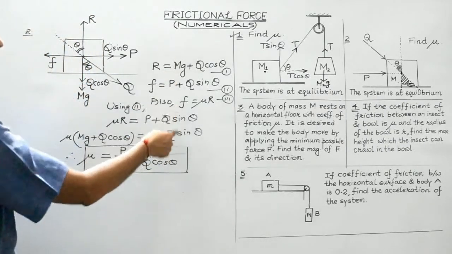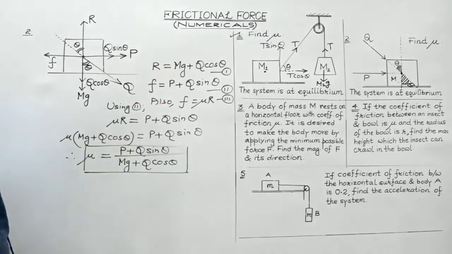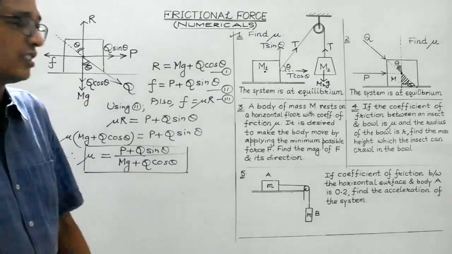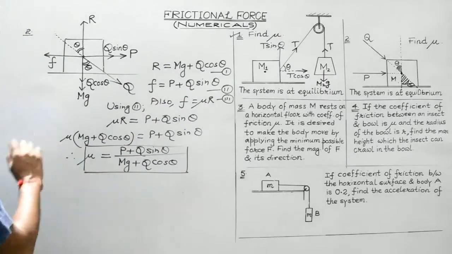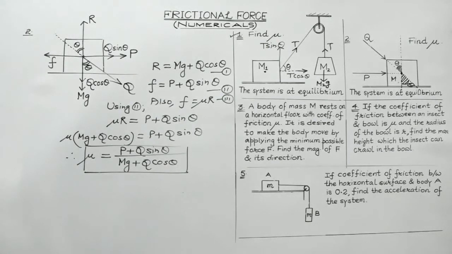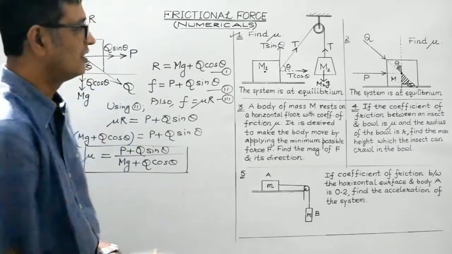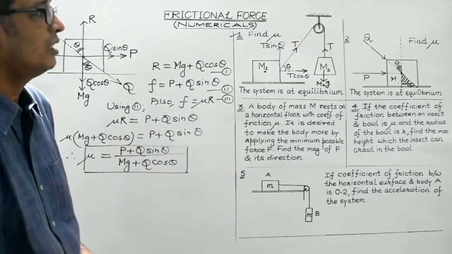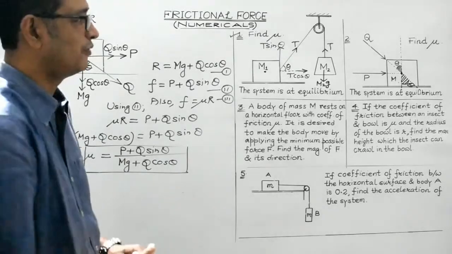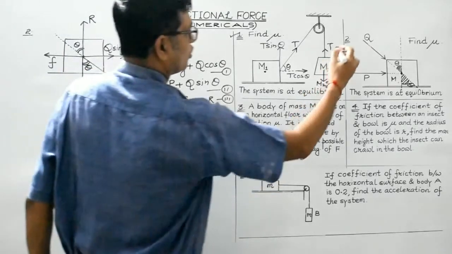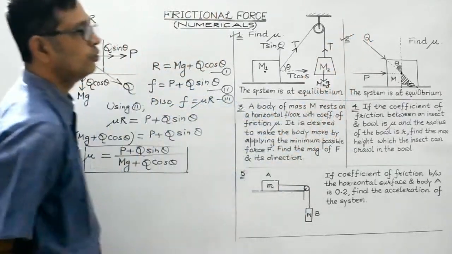So that is how we have constructed these equations, and then rearranging the terms, we can easily find the expression for mu. So it is (P plus Q sin theta) divided by (mg plus Q cos theta). Right? This is the answer. This is the expression for the coefficient of static friction.